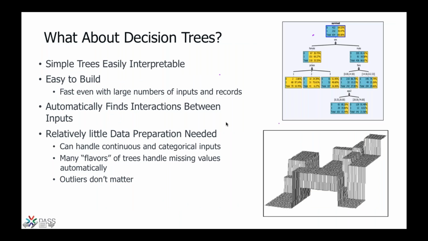And decision trees are very popular because they're easy to build, simpler trees are easy to interpret, and they can find nice interactions between variables in your input data. And by interactions, I mean in the form of if-then-else rules. So this decision tree at the top right was built on the Titanic data set. So we're looking at who survived on the Titanic.